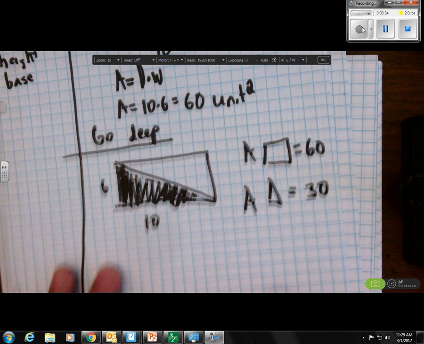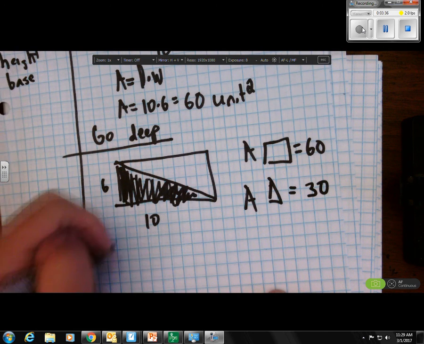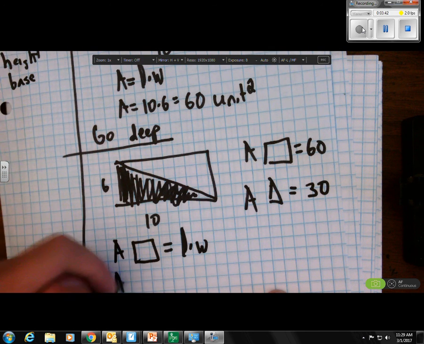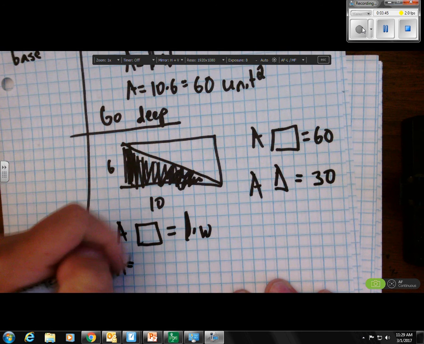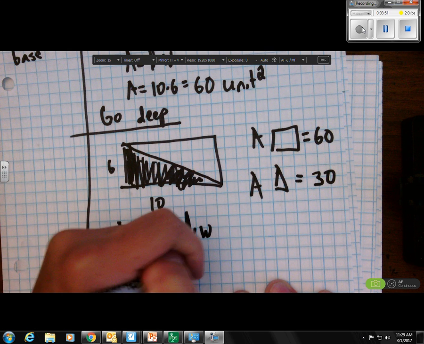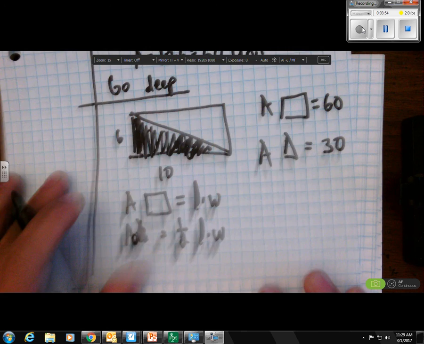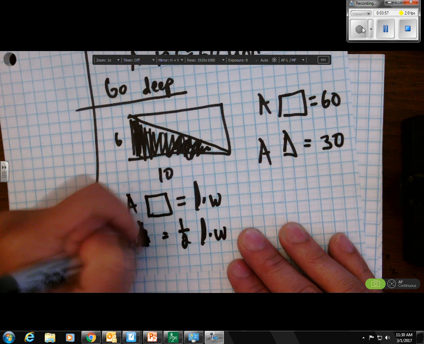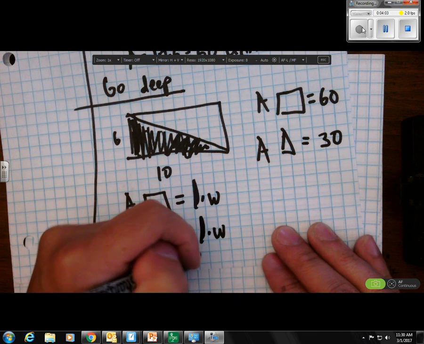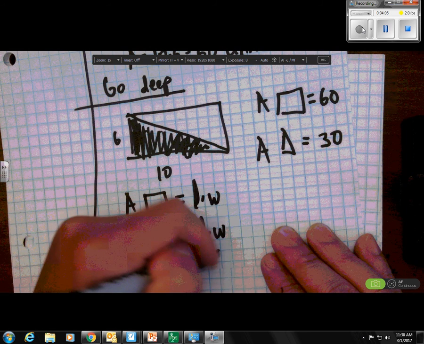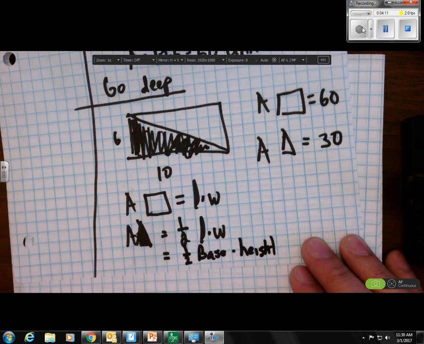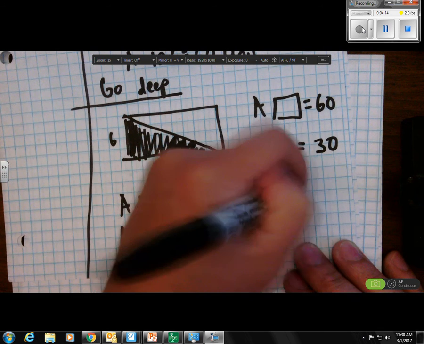So one way that we could write this down: area of a rectangle is length times width. But area of a triangle is going to be half the length times width. Because we're dealing with triangles, they have a different name for their length and width. For triangles now, instead of length and width, the length is called base, and the width, we'll call that height. So it's half the base times height, or we could say A equals half BH.